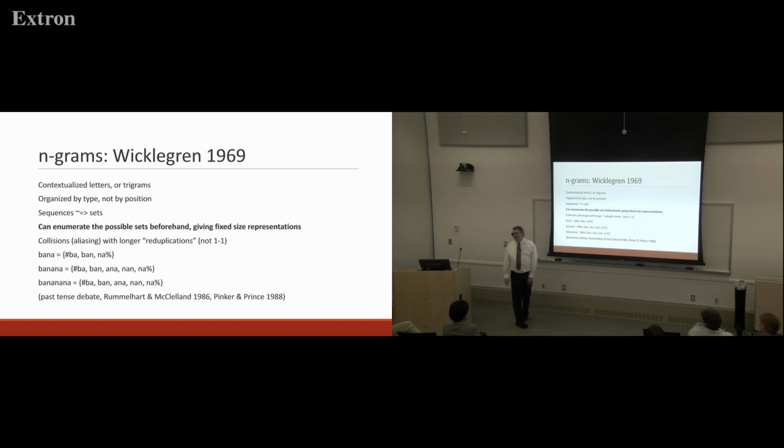Okay, this plays very strongly into the past tense debate because Rumelhart and McClelland chose this representation scheme to do the past tense calculations.